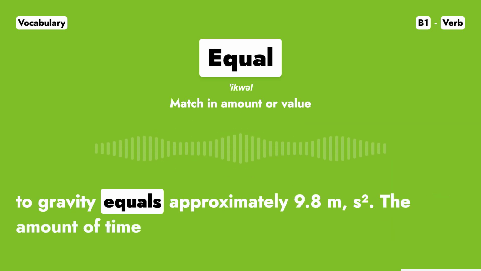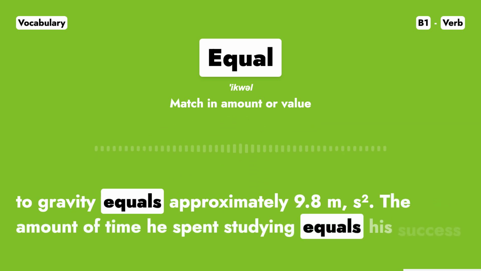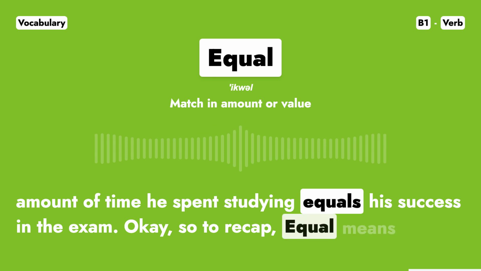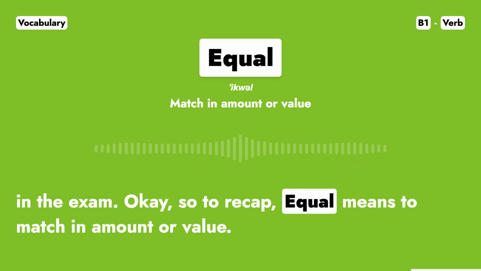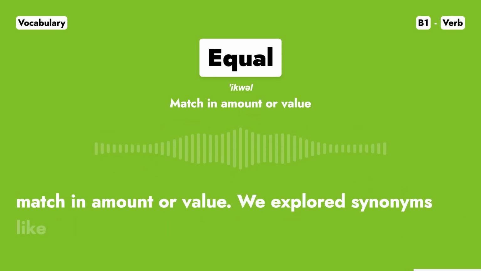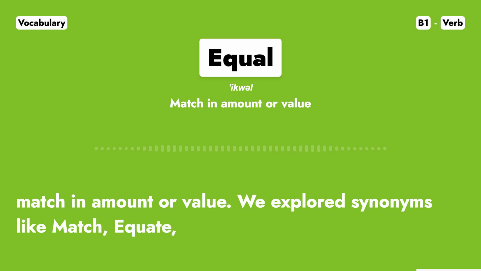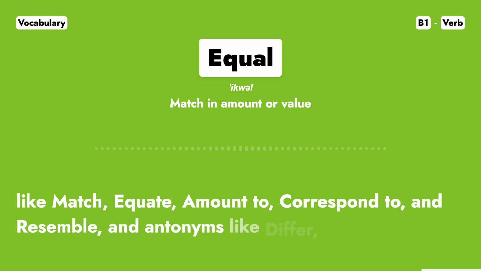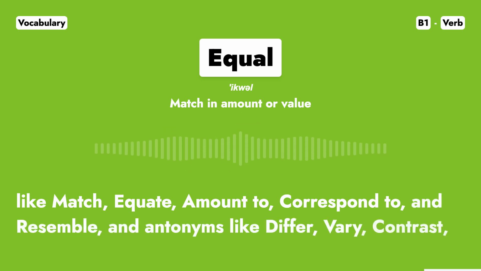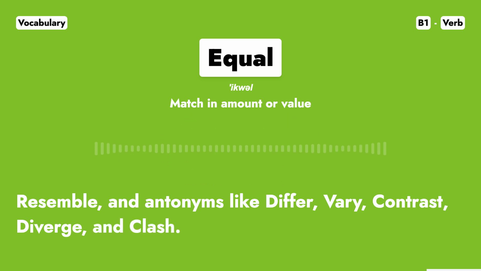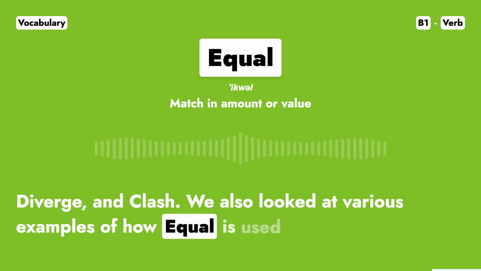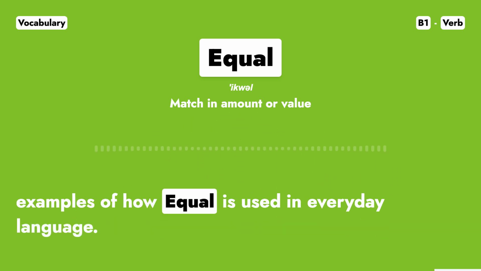The amount of time he spent studying equals his success in the exam. Okay, so to recap, equal means to match an amount or value. We explored synonyms like match, equate, amount to, correspond to, and resemble, and antonyms like differ, vary, contrast, diverge, and clash. We also looked at various examples of how equal is used in everyday language.